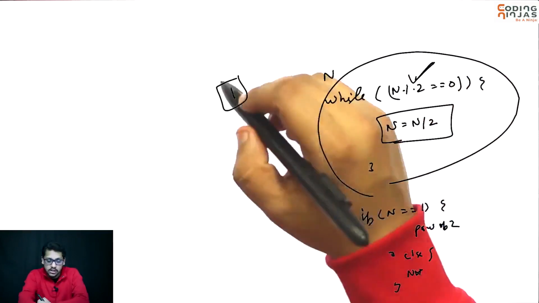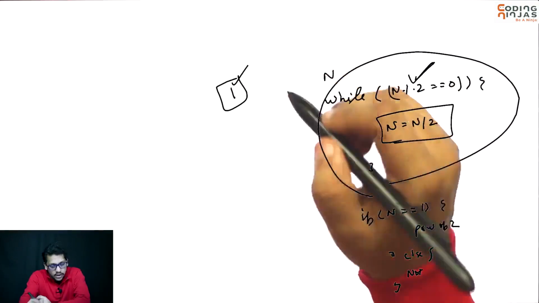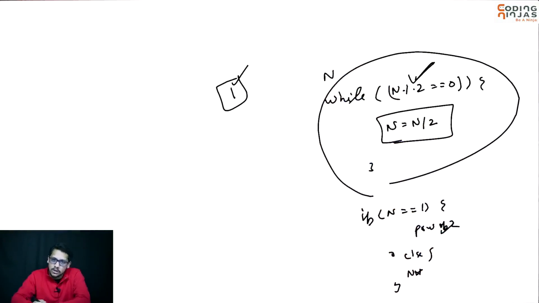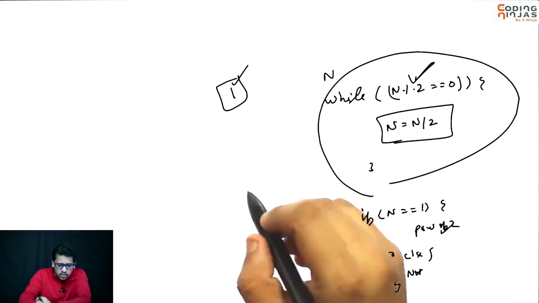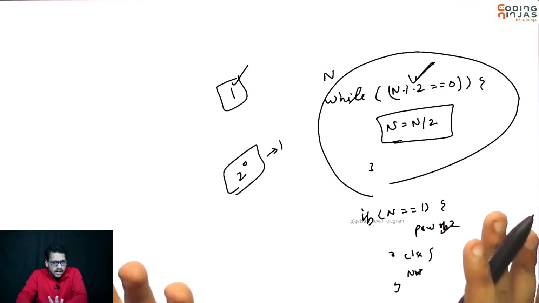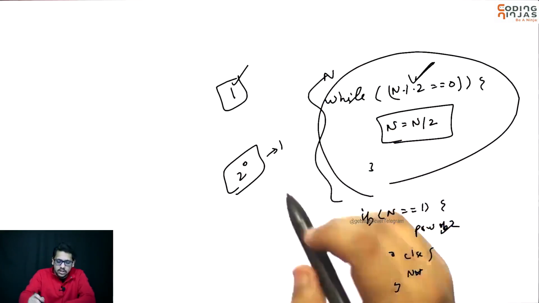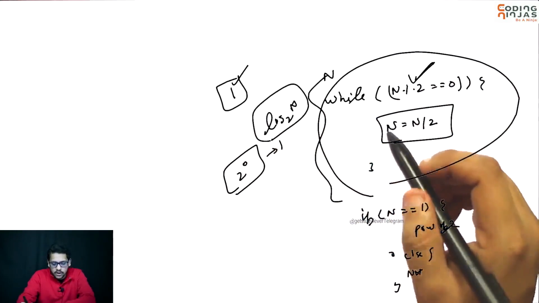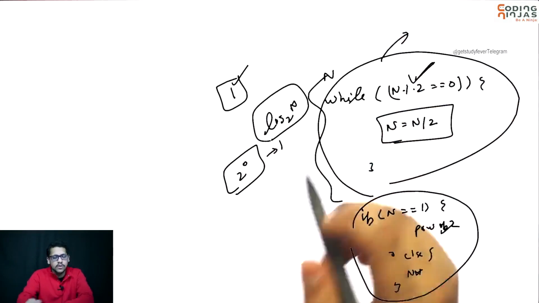So you keep on dividing until it is not divisible by 2. If you have reached 1, then it is a power of 2. If you have not reached 1, then it is not a power of 2. 1 is also a power of 2 because 2 power 0 is 1. So we can have this simple calculation, and the complexity will be order of log base 2 n, while the rest of the function is order of 1.